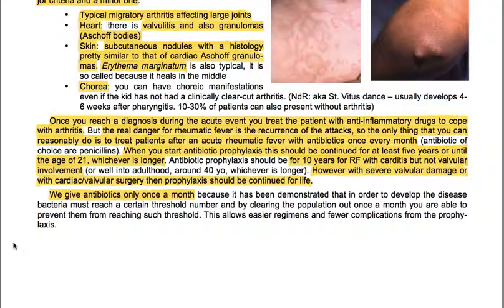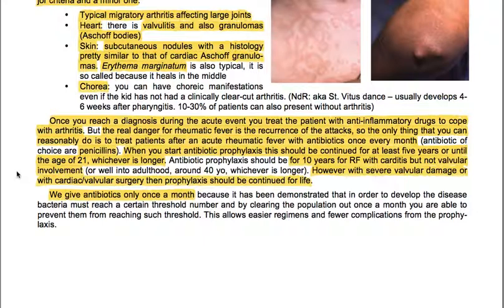Once you reach a diagnosis during the acute event, you treat the patient with anti-inflammatory drugs to cope with arthritis. But the real danger for rheumatic fever is the recurrence of the attacks, so the only thing that you can reasonably do is to treat patients after an acute rheumatic fever with antibiotics once every month. Antibiotics of choice are penicillins. When you start an antibiotic prophylaxis, this should be continued for at least 5 years or until the age of 21, whichever is longer.